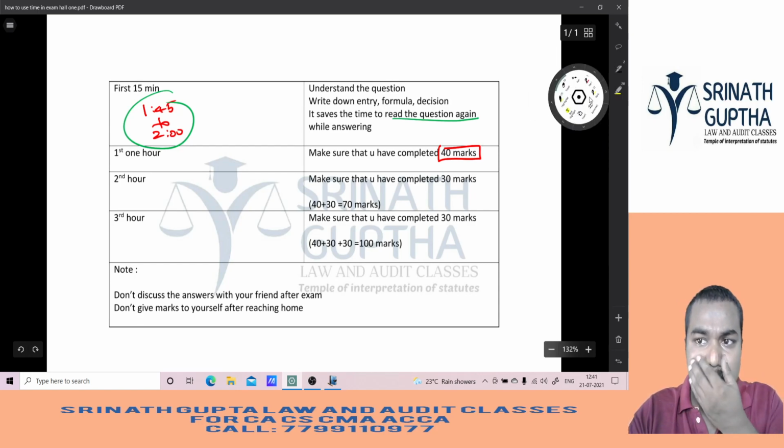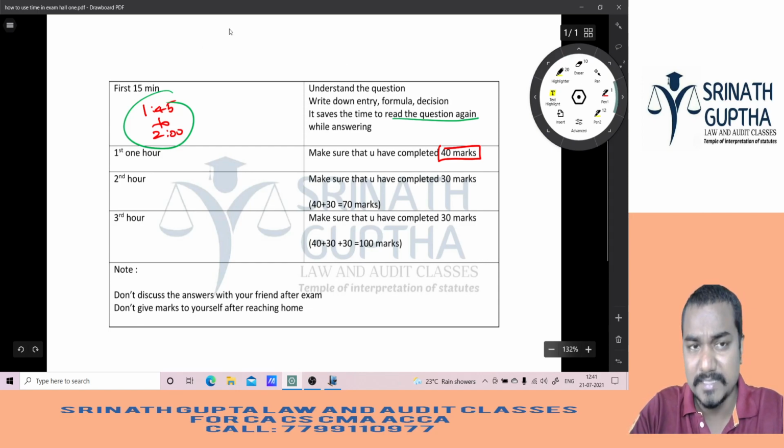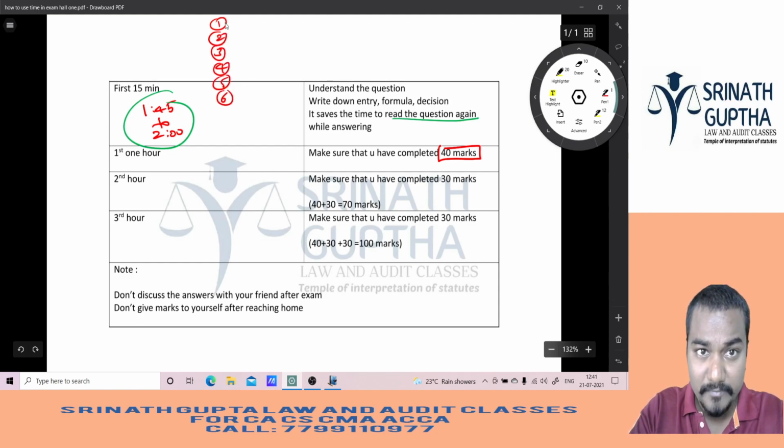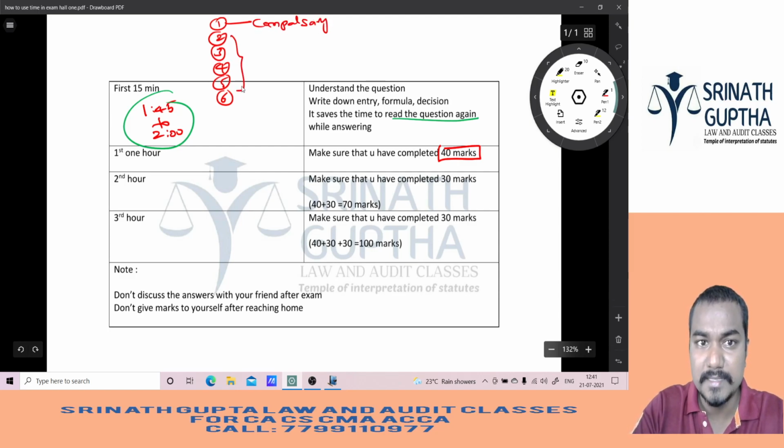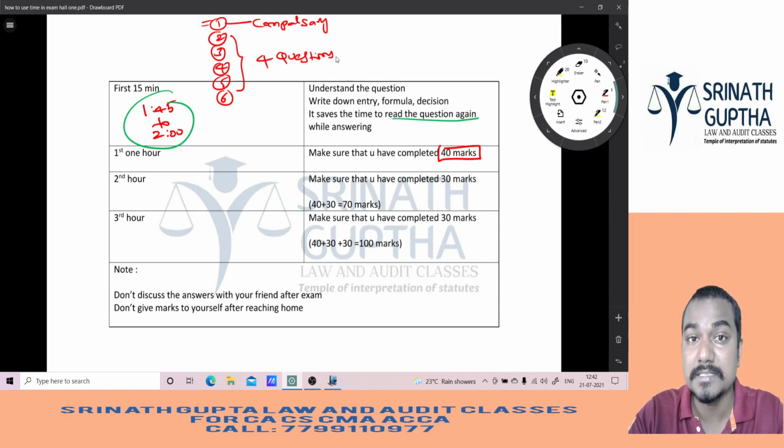Moreover, in the exam hall, for example, 6 questions are there: question number 1 to question number 6. Question number 1 is generally compulsory in the CA paper. Out of the remaining 5, we have to answer 4 questions, generally. That means 5 questions, 5 into 20 is equal to 100 marks. You need not write the first question at the first instance. Out of these, choose the question which you know, which is a favorite question for you, where you know all the answers.